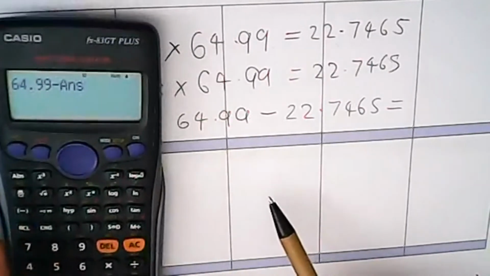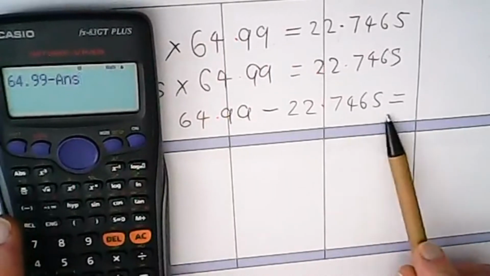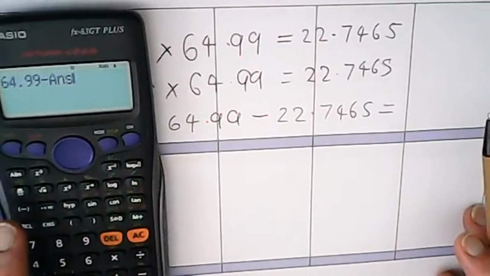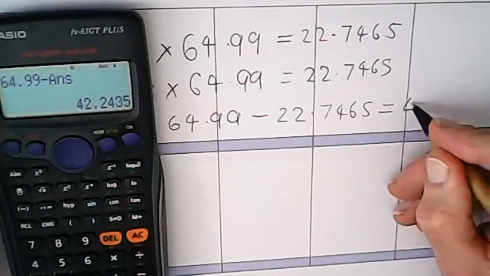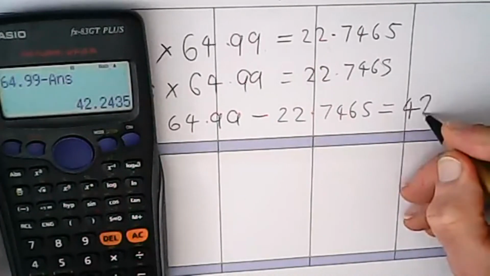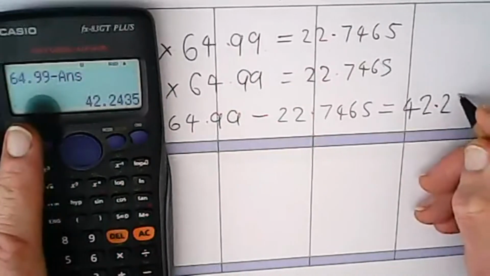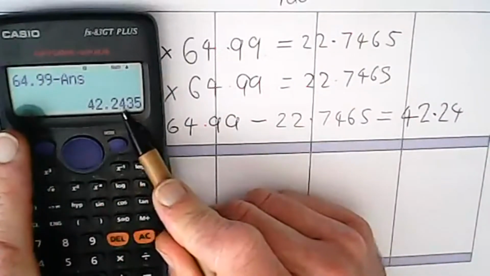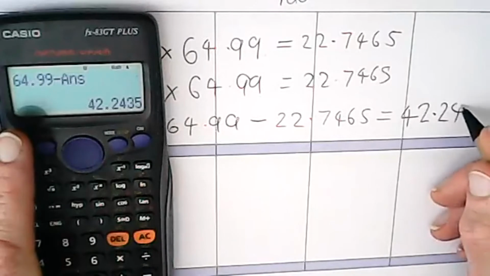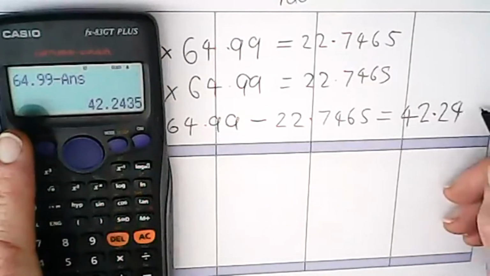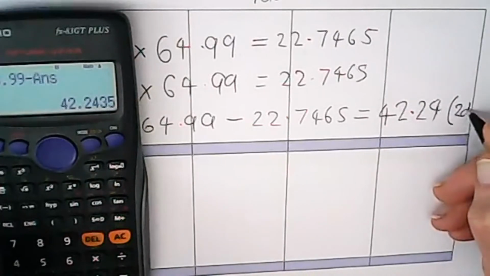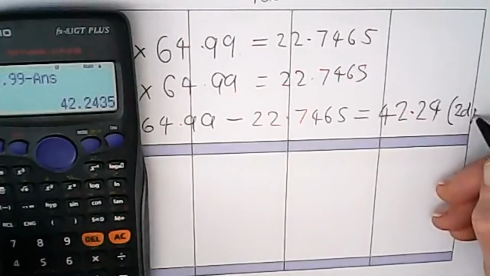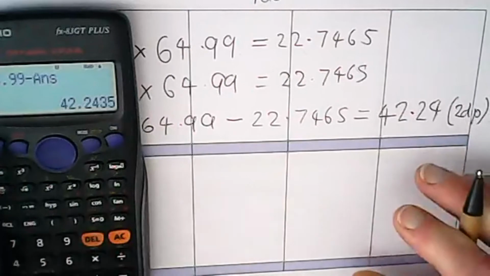So press that, take away the previous answer, which was 22.7465, and that's all I need to do. So now I can do my rounding. 42.24. That 3 isn't a 5, so I don't need to round up at all. And it's useful to let whoever's reading your answer know you've rounded it. So I've rounded this to 2 decimal places. Put it in brackets, 2dp.